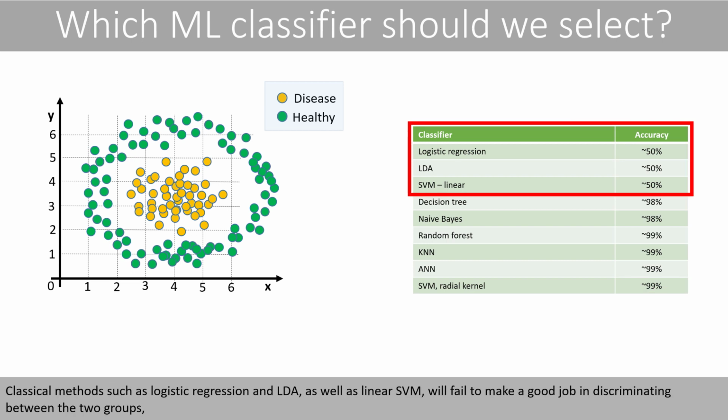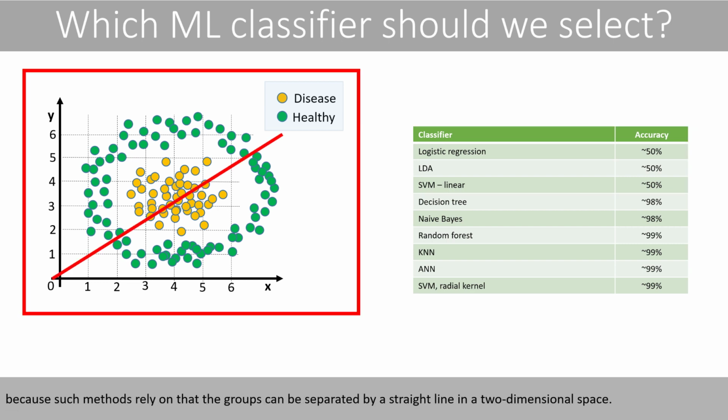Classical methods such as logistic regression and LDA, as well as linear support vector machines, will fail to make a good job in discriminating between the two groups, because such methods rely on that the groups can be separated by a straight line in a two-dimensional space.